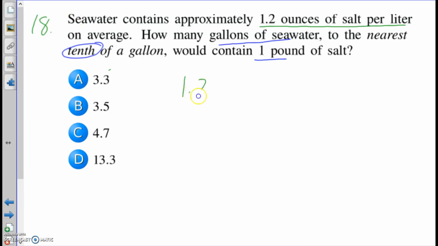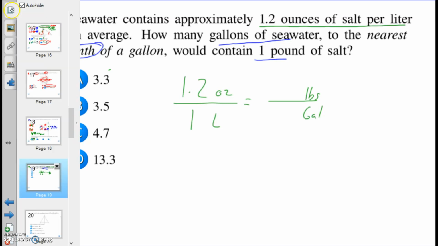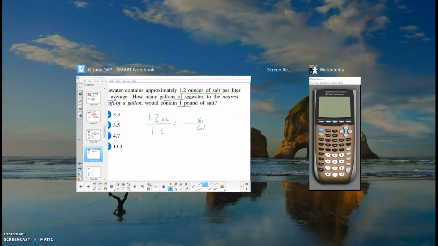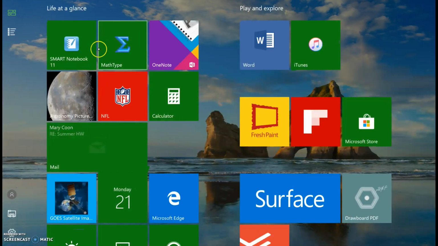I would say 1.2 ounces per 1 liter. And I want to know, well, what is that in pounds and gallons? So we have to do a little conversion here. Now, they do give you both of these conversions on your reference sheet. I don't think I have the reference sheet built into this file, so let me just pull it up online for you real quick so you can see what we're talking about here.